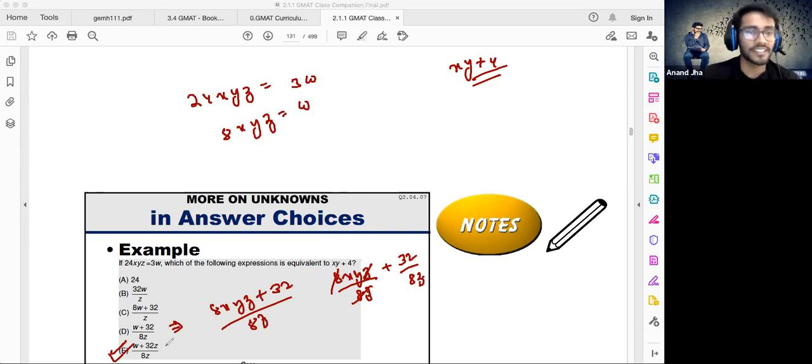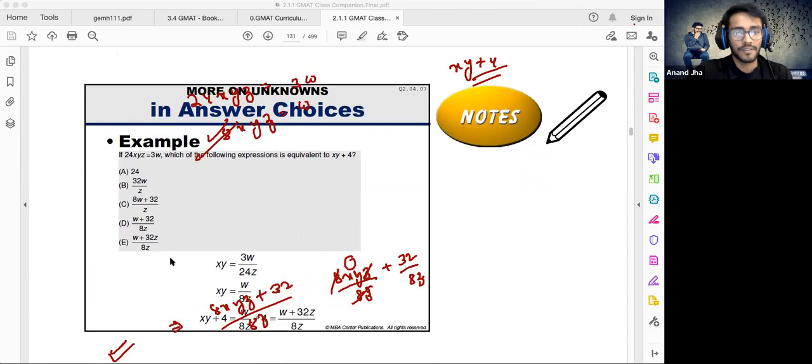Correct, because I need that z to be cancelled out. Then only I'll get 8 4s are 32. If it is 8z, 8 4s are 32. So E. So this also you don't have to solve it. Just simplify this and then do it accordingly. Okay. Next.